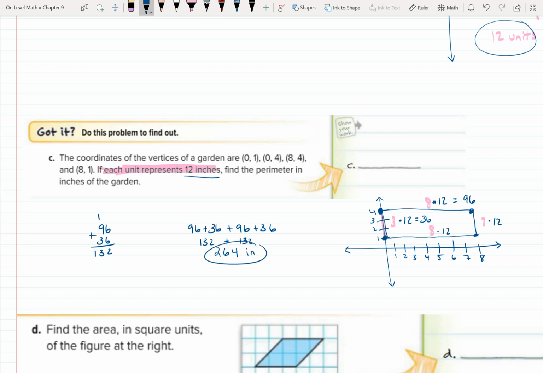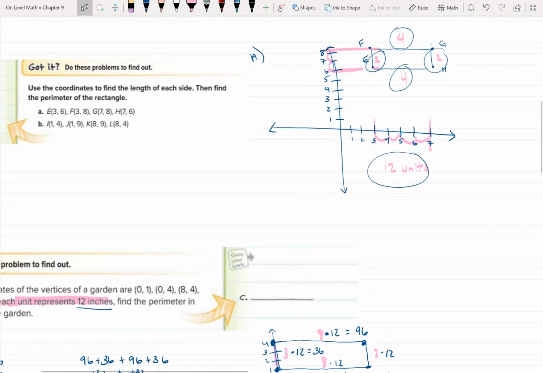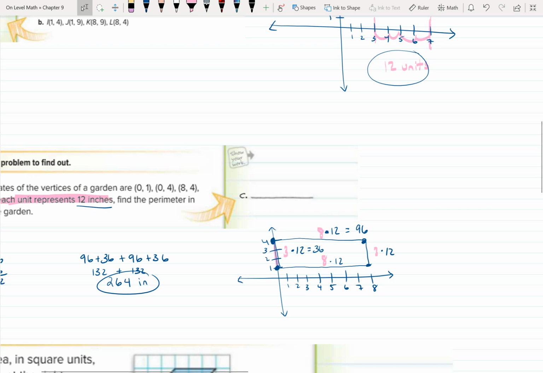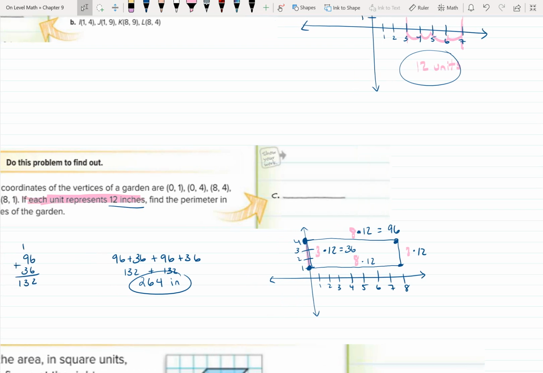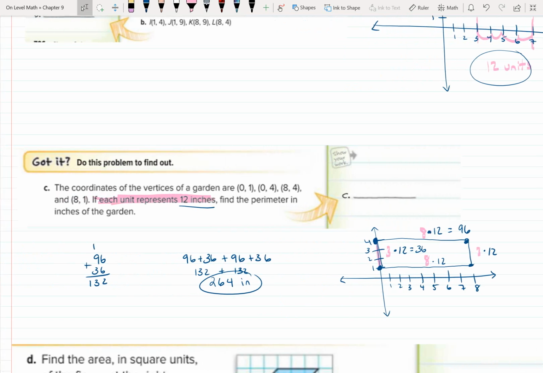So up here, to find our perimeter, we just used our original units, 2, 4, 2, 4, added them all together to get 12. Here, instead of doing 8 plus 8 plus 3 plus 3, we actually had to multiply them first by 12, because it said each unit represents 12 inches. So you will have one like that in your homework, so just be aware of it.